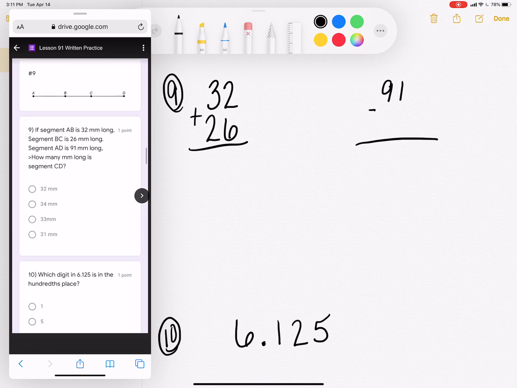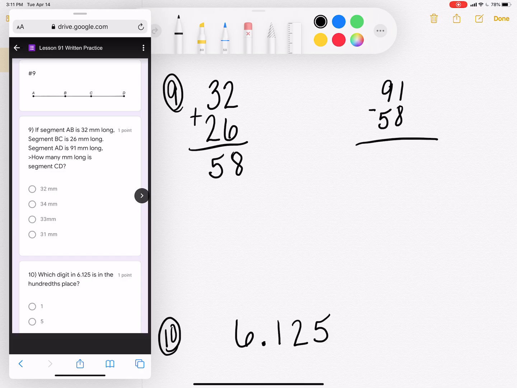Number 9. We're looking at this number line. If segment AB is 32 millimeters long, BC is 26 millimeters long, and the whole line is equal to 91, how many millimeters is CD? So we need to add up to find the distance from A to C, and then subtract from the total length. So 6 plus 2 is 8. 3 plus 2 is 5.